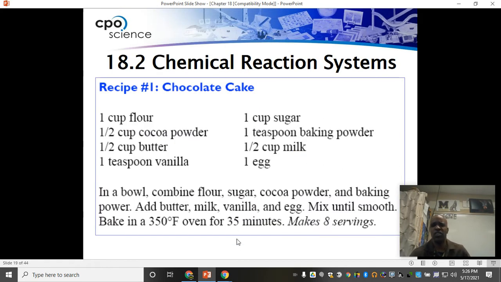So chemical reaction systems, here is the recipe for some chocolate cake. You got like a cup of flour, some sugar, half cup milk, one egg. Look at the bottom. It says here that this makes how many servings? 8 servings. But let's just say you only have 4 people. Let's get to that in a moment.